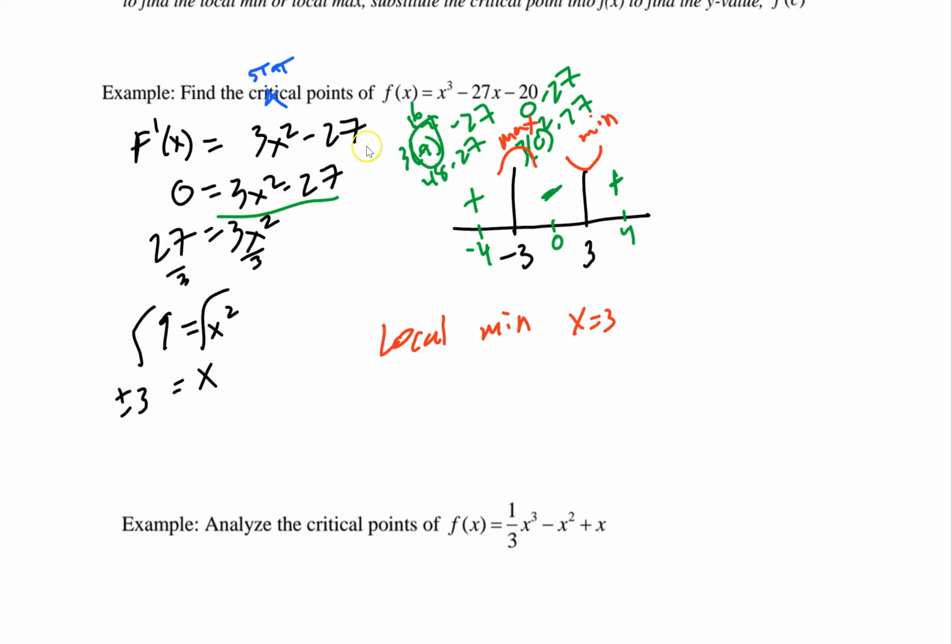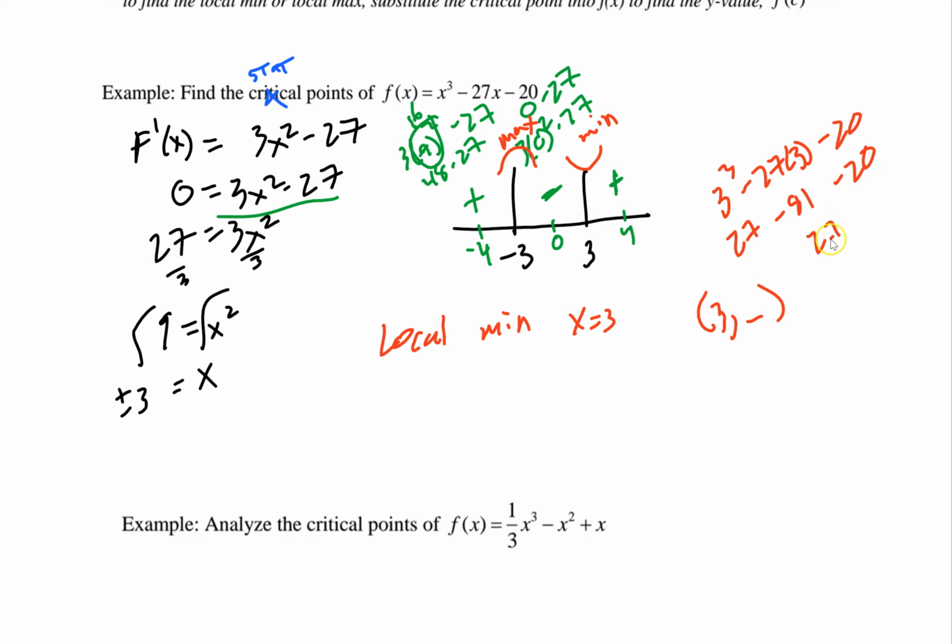Now in this case though, it didn't say find the x values, it said find the stationary points. So I actually got to plug it in, right? So again, if my x is 3, if I actually want the point, the y value comes from plugging into the original function. So you have to put 3 cubed minus 27 times 3 minus 20. 3 cubed is 27. That is 81 minus 20.